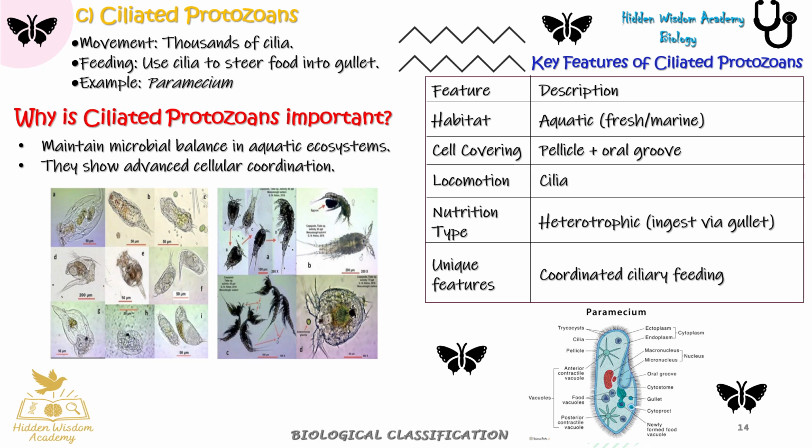Key features of ciliated protozoans with their description. Habitat is aquatic, fresh or marine. Cell covering is made up of pellicle and oral groove. For locomotion they have cilia. Nutrition type is heterotrophic, they ingest via the gullet. Unique feature is they have coordinated ciliary feeding.